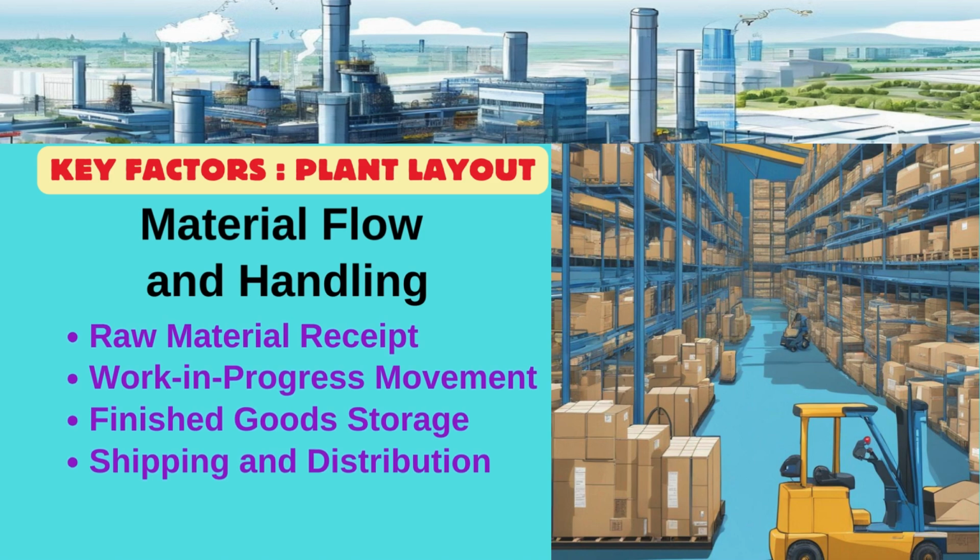Raw material receipt. Design efficient receiving areas for incoming raw materials, considering storage needs and accessibility. Work in progress movement. Plan for smooth flow of materials between production stages, minimizing bottlenecks and delays. Finished goods storage. Create adequate space for storing and organizing completed products before shipment. Shipping and distribution. Ensure easy access for outbound logistics with appropriate loading docks and staging areas.